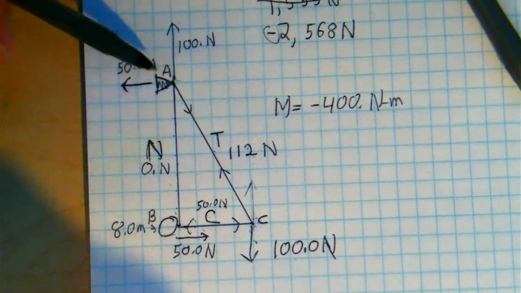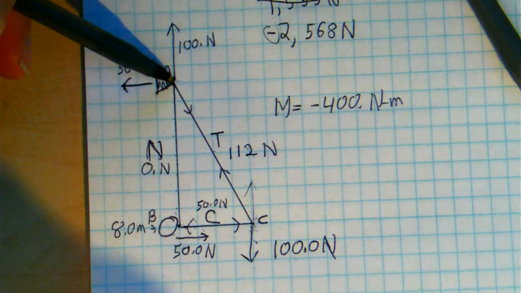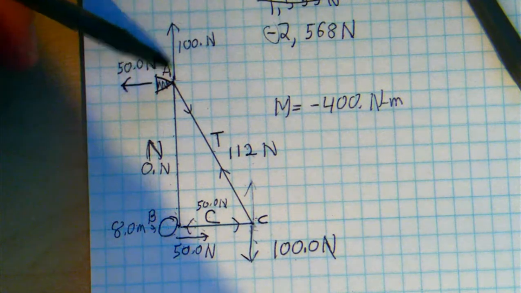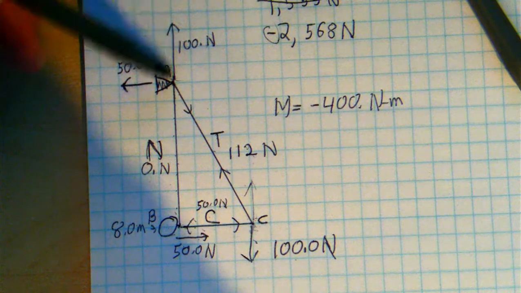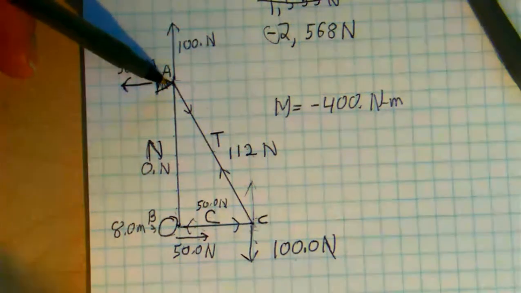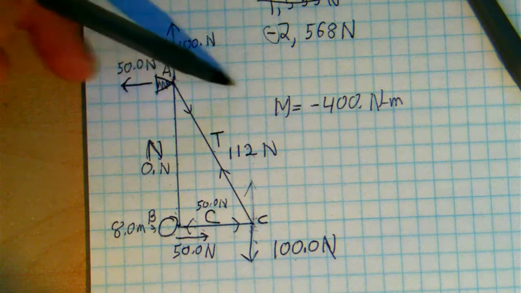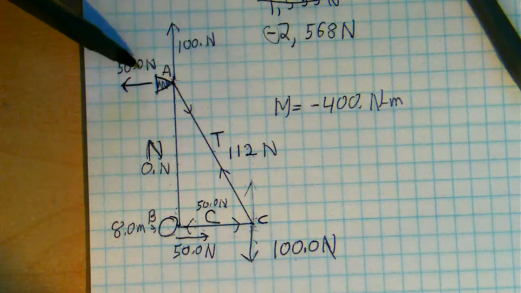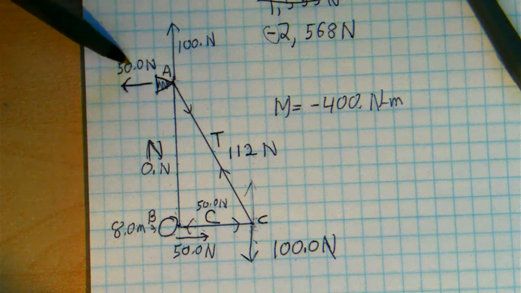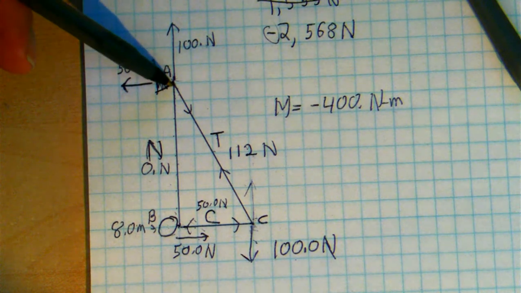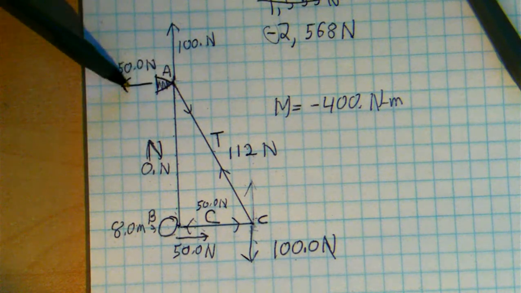The downward pull of AC at point A is 100 newtons, canceling the 100 newtons reaction force going up to point A. The pull of AC on A to the right by 50 newtons cancels the reaction force of the wall pulling point A to the left by 50 newtons.